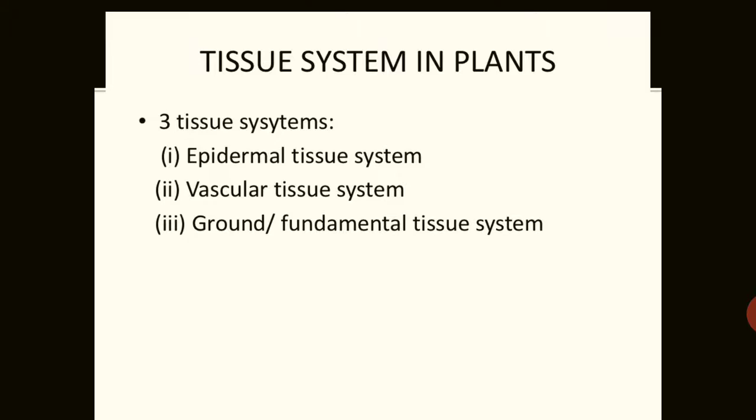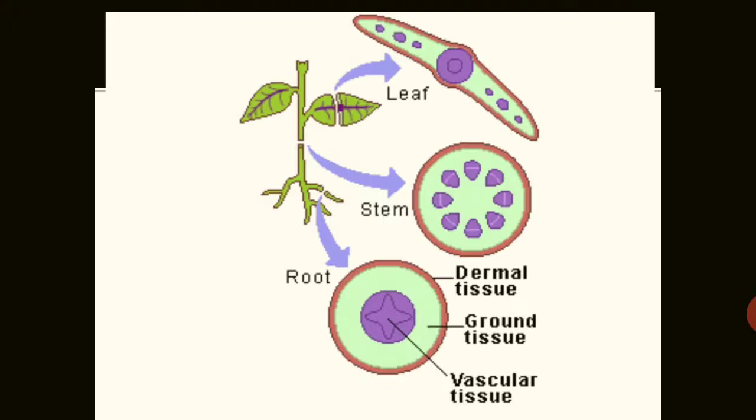So the plant tissue system is differentiated into three areas: epidermal tissue system, vascular tissue system, and ground tissue system.